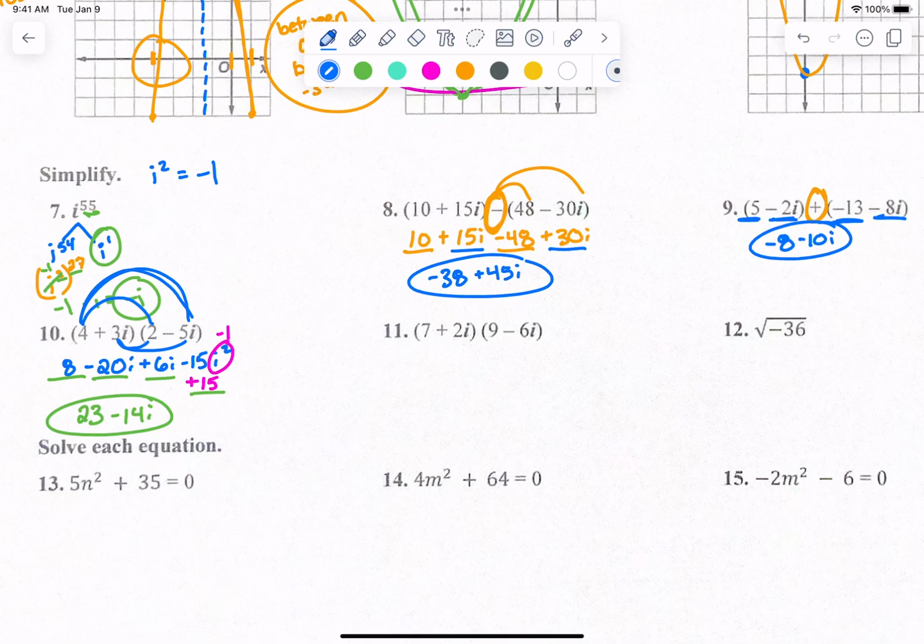Oh my god, I did the question wrong. I forgot to put on the i's. I can do it in my head. I just have to do 18 plus 63. No, 12 plus 63. What are you doing? 18 plus 63. No, 12 plus 63.